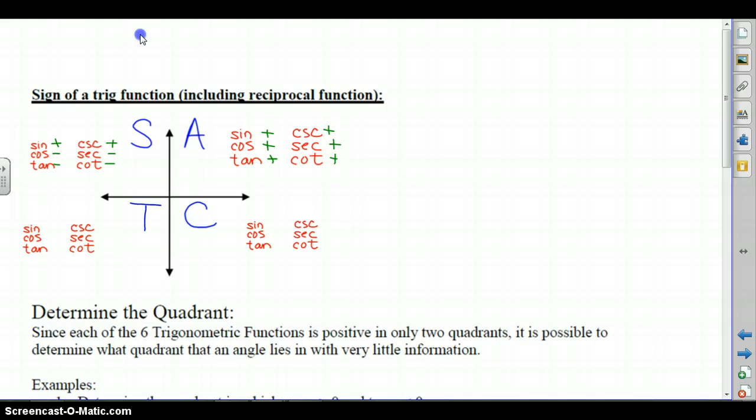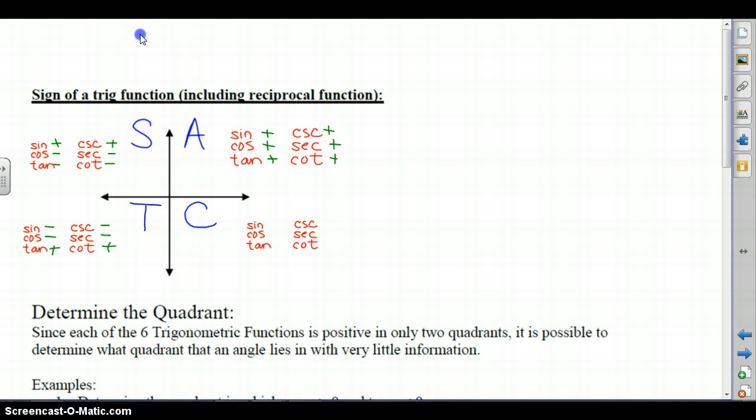In quadrant 3, we had already said sine and cosine would be negative, but tangent would be positive. And what we said just a moment ago was reciprocating does nothing to the signage. So all of the reciprocal functions will be exactly the same. So that T now stands for tangent and its reciprocal will be positive. Everything else will be negative.